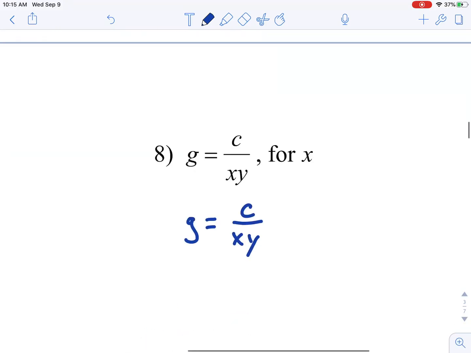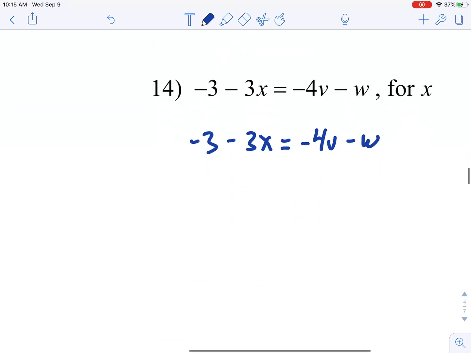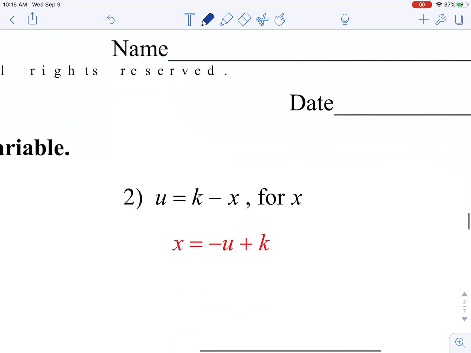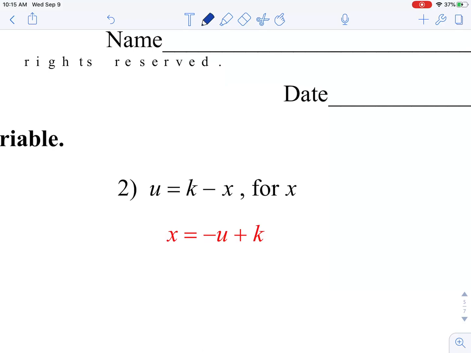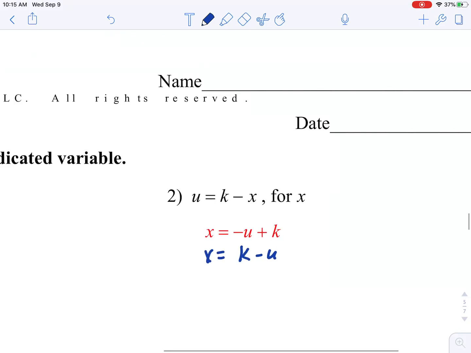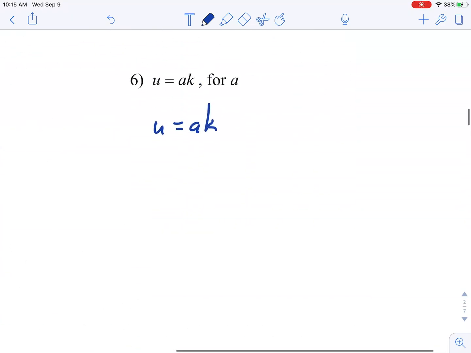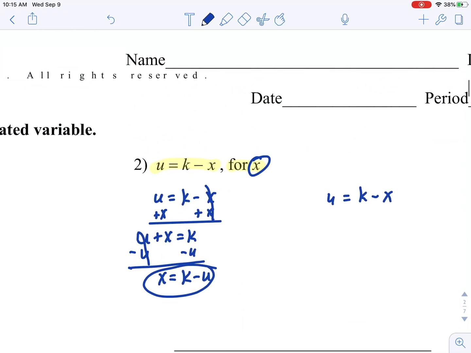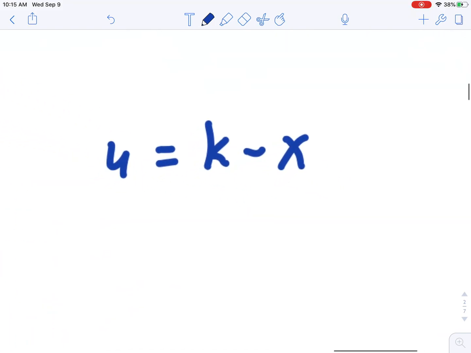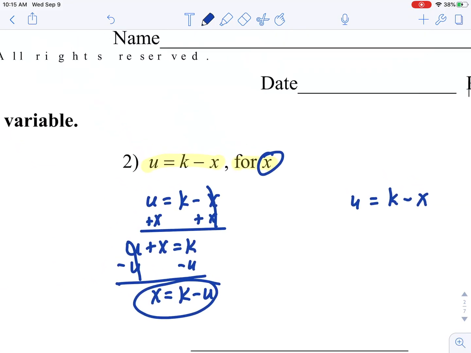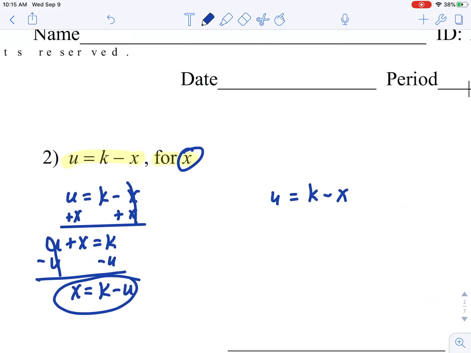Let me check it. Oh, good grief, that's a lot of scrolling. Okay, I have k minus u. They have negative u plus k. It's exactly the same thing. Both of those are right answers. So that's what I was talking about, where there'll be different looking answers that are both right.